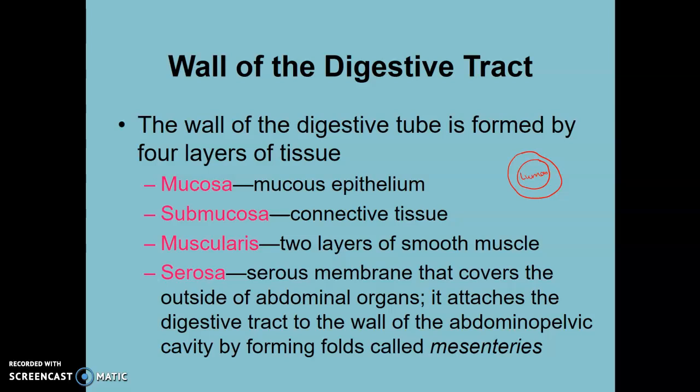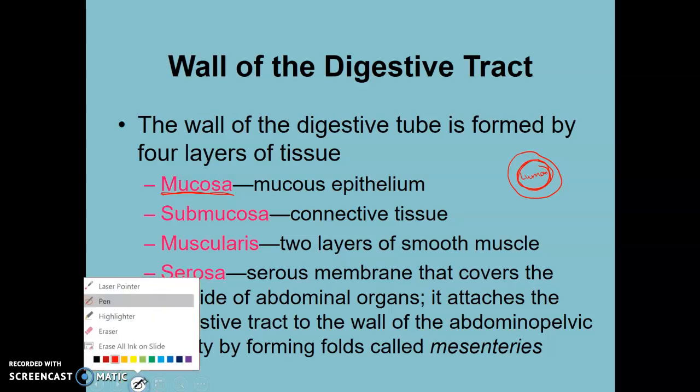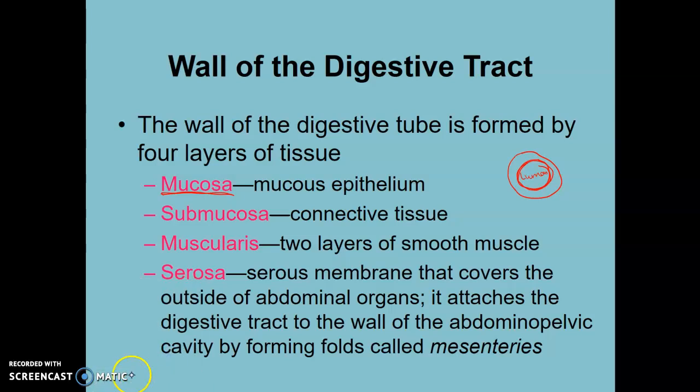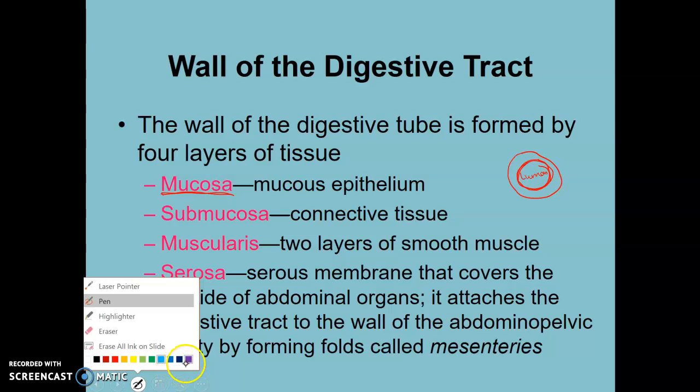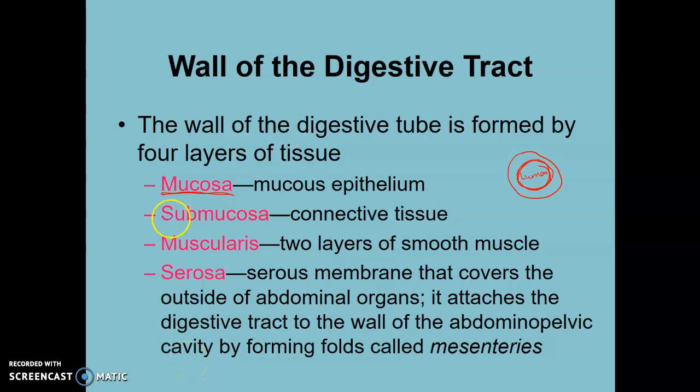The mucosa is the mucous epithelium closest to the lumen. So we'll underline that mucosa here in red. The mucosa is typically going to make lots of mucus so things slide down easily, which makes sense, right? We want stuff to smoothly slide down our digestive tract. The submucosa is usually adjacent to that mucosa. It's a connective tissue that is underlying the mucosa, giving it something to stick to.